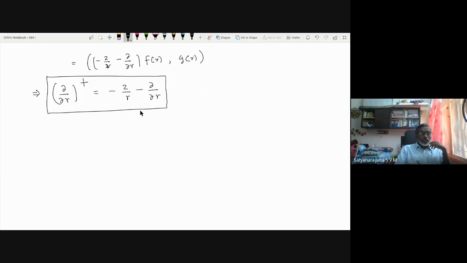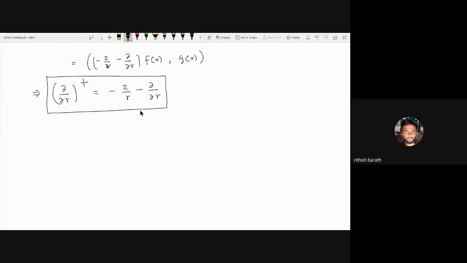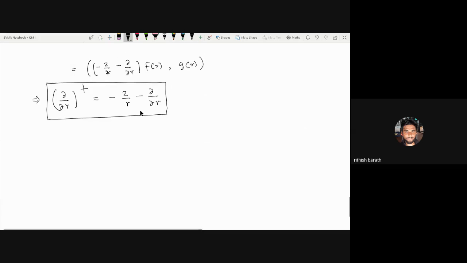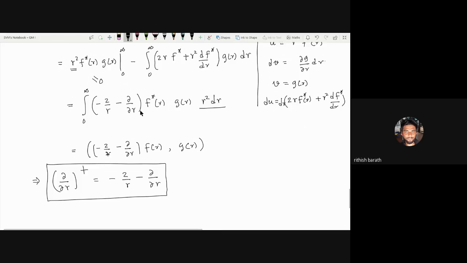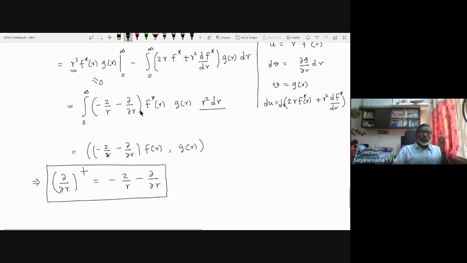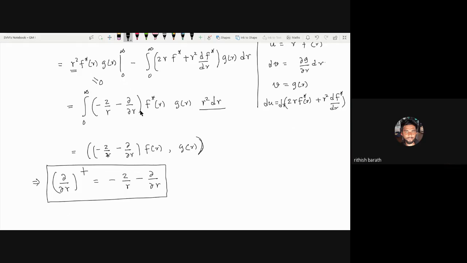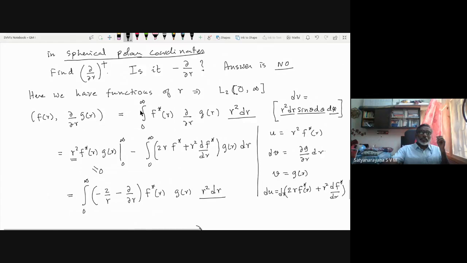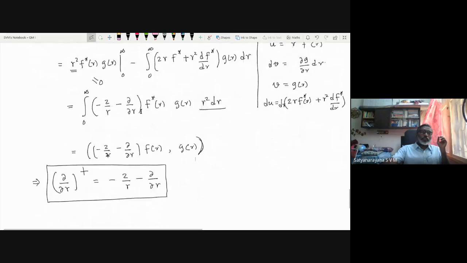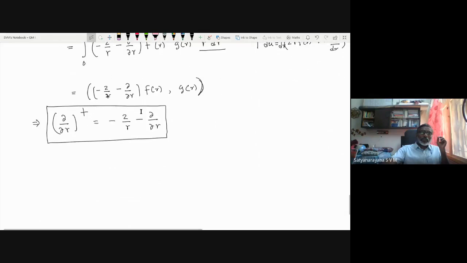In the previous step, you missed the star. It's minus 2 by r minus dou by dou r acting on f star of r. Within the bracket I don't have to write the star, because that is just the bracket notation. Only when I write under the integral do I need to write f star. That is the notational convention. Only under the integration do we have to put the star.